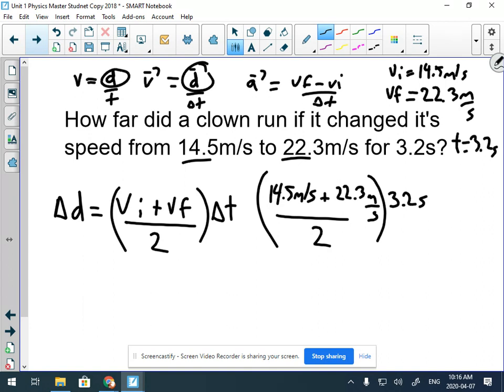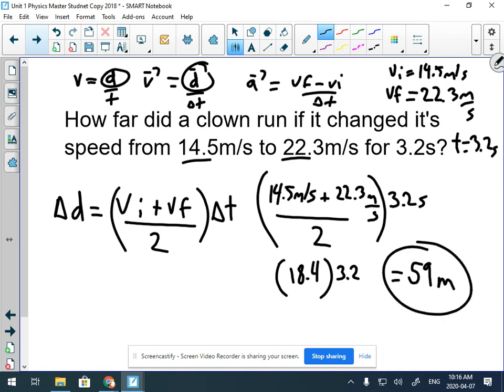Inside the brackets, you should have 18.4. And then we're going to times that by 3.2. That way we don't mess this up and try and do it in one big step. We're doing everything in the brackets and then multiplying by 3.2. And I get around 59. And what are we solving for? How far the clown ran. 59 meters in that time. So the clown's booking it. But remember, clowns are soulless killing machines.